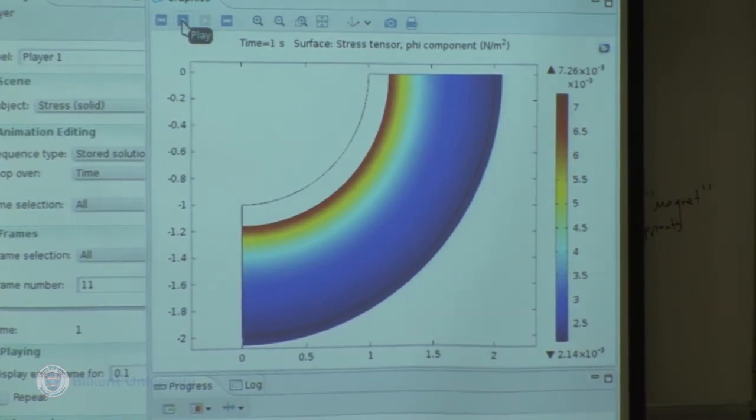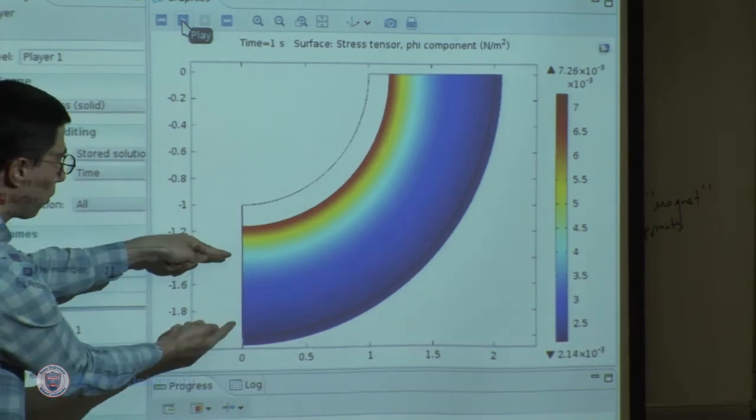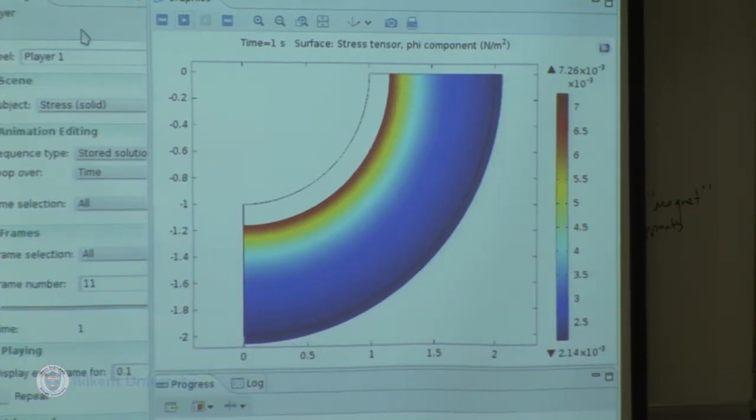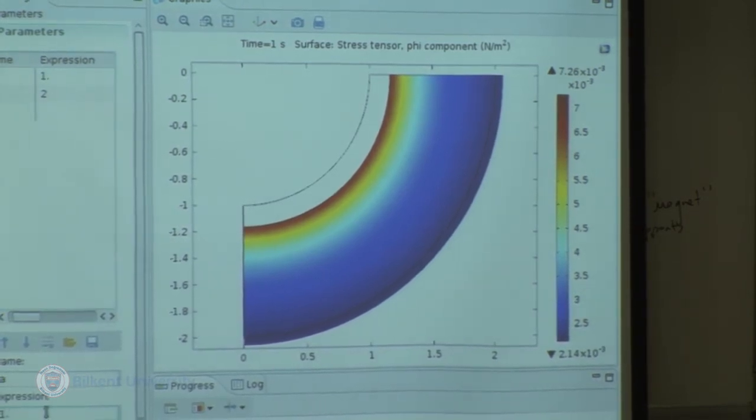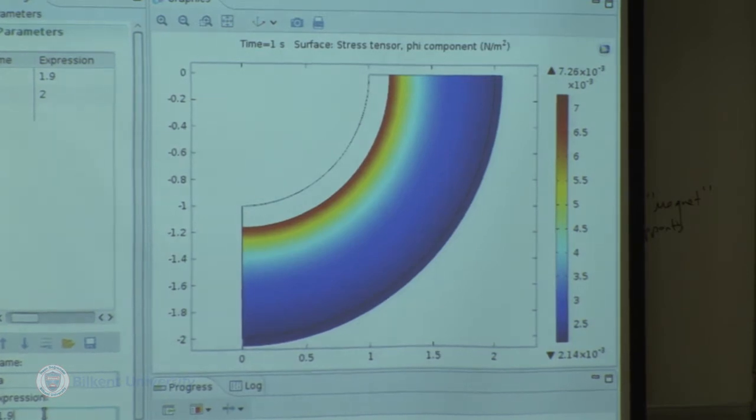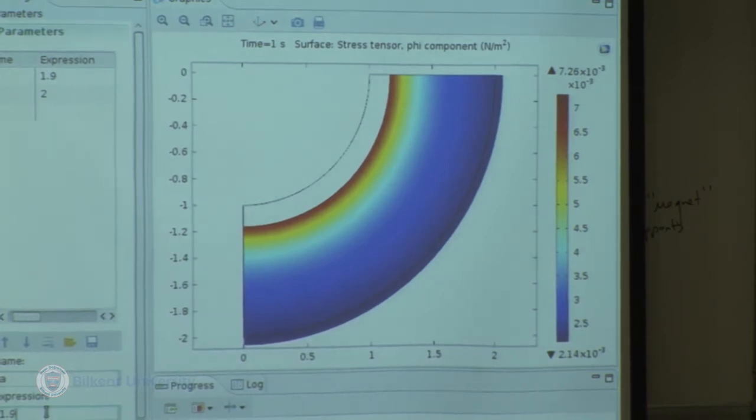Now what I'm going to do is make the thickness smaller. The inner radius presently was 1, and the outer radius was 2. I'm going to make the inner radius 1.9. Now with 1.9, the wall thickness becomes 0.1 over an outer radius of 2, so 1 over 20 is the ratio. It's not quite thin-walled.